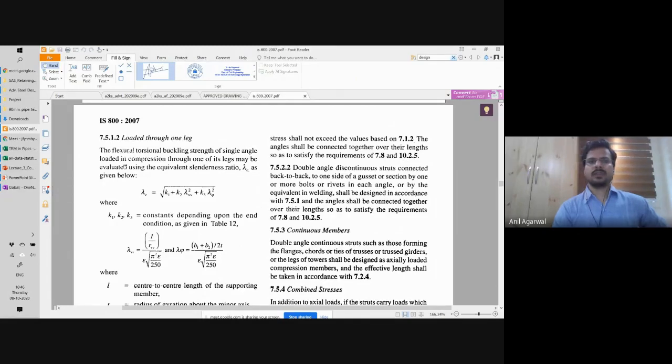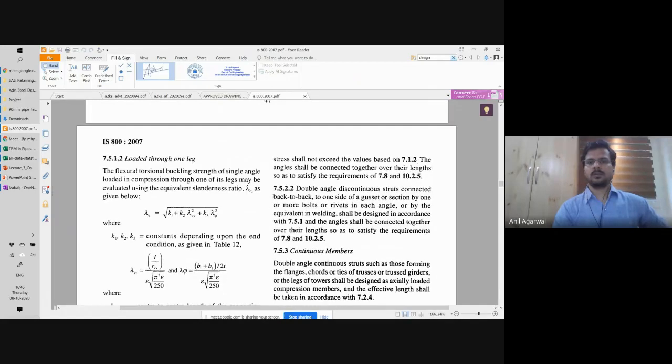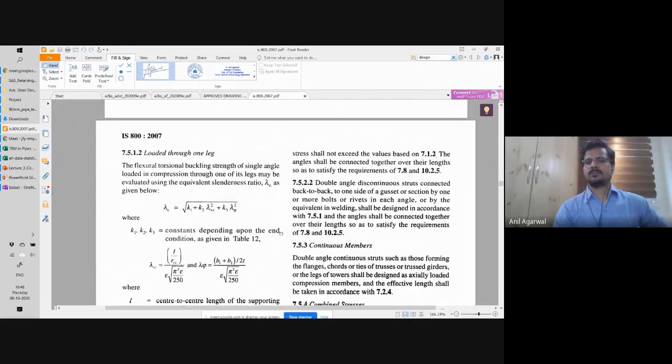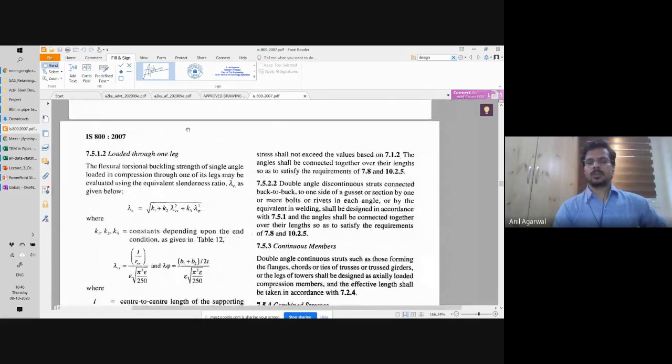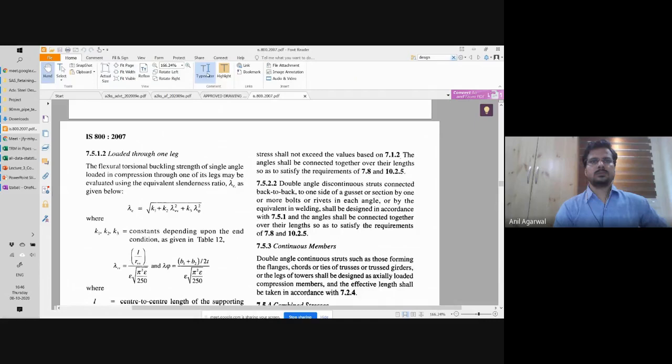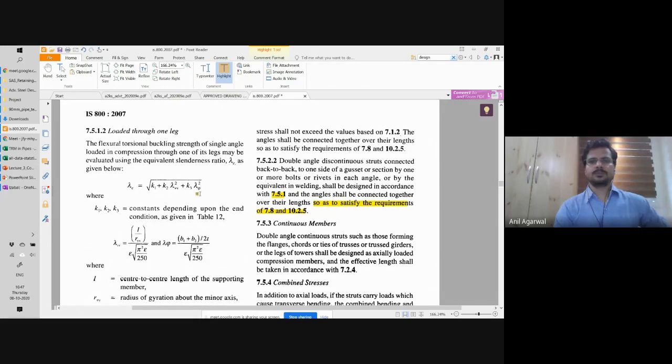What is 7.5.1? 7.5.1 is this one, loaded through one leg. And the angles shall be connected together over their length so as to satisfy the requirements of 7.8 and 10.1.2, 10.2.5. These are both of them just going to make sure that the two angles behave together. Okay, there is nothing special. This 7.5.1 is essentially asking you to use the provisions of this one.